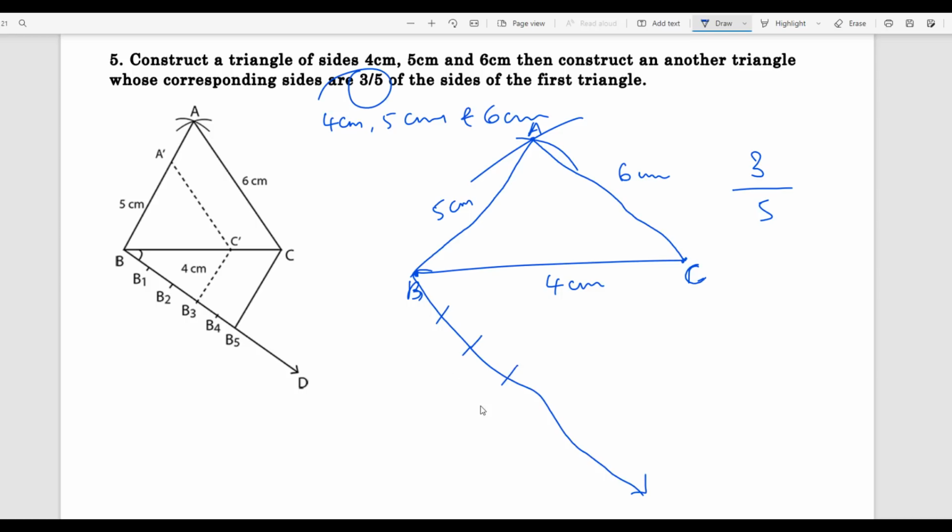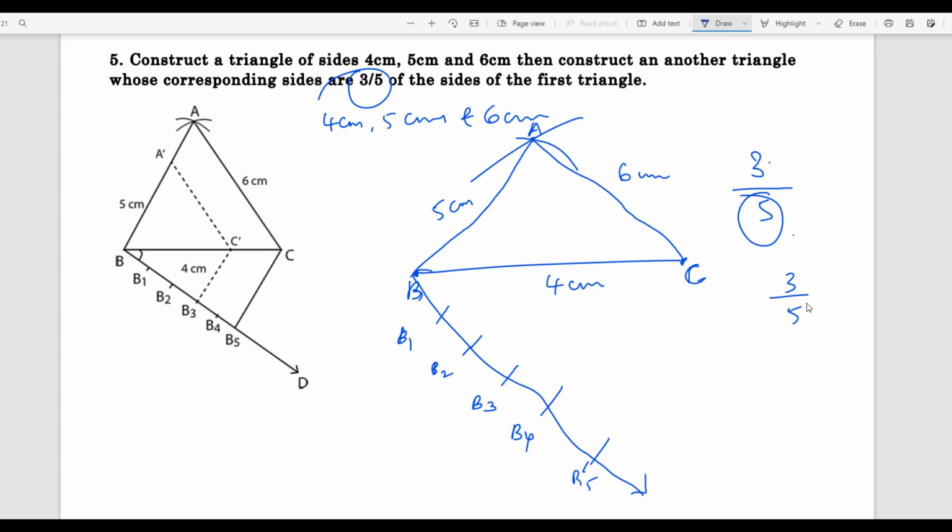How many arcs? 5 arcs. Why 5 arcs? Because the highest number is 5. Therefore, I have cut 5 arcs: B1, B2, B3, B4, and B5. Now, the next confusing step is which point should be joined to point C. Is it 3 or 5? Why?